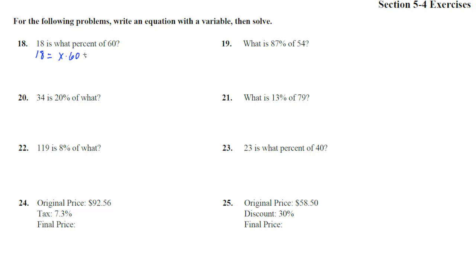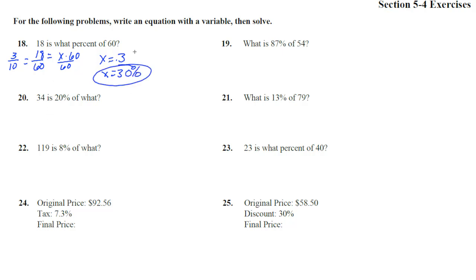Can we solve that equation? Yeah, divide by 60 on both sides, and x equals 18 divided by 60. So let's simplify it. 18 divided by 60, divide by 6 and divide by 6, and it's 3 out of 10. Now 3 out of 10, that's going to be 0.3. X equals 0.3, which means 30%.